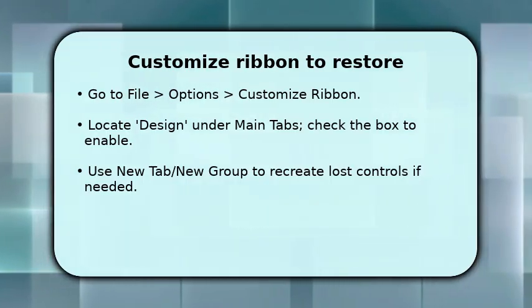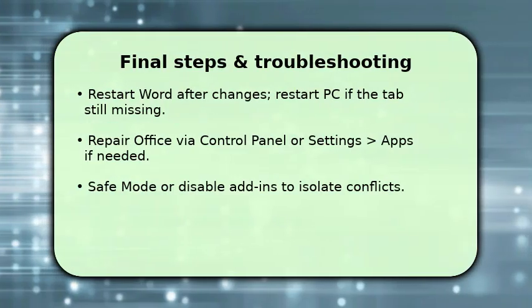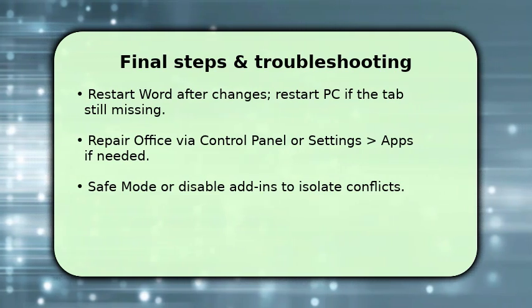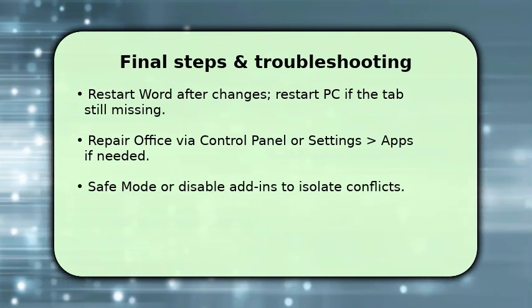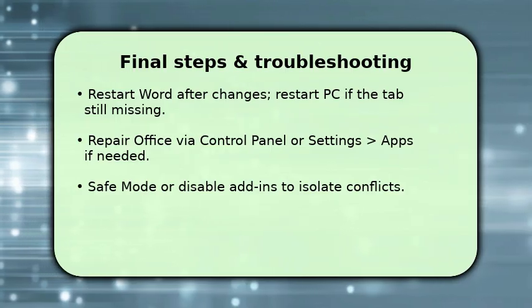Finish up by restarting Word so your ribbon changes load correctly. If the Design tab still doesn't appear, restart the computer to clear cached UI state. If that fails, repair Office through Control Panel or Settings to restore missing UI components.